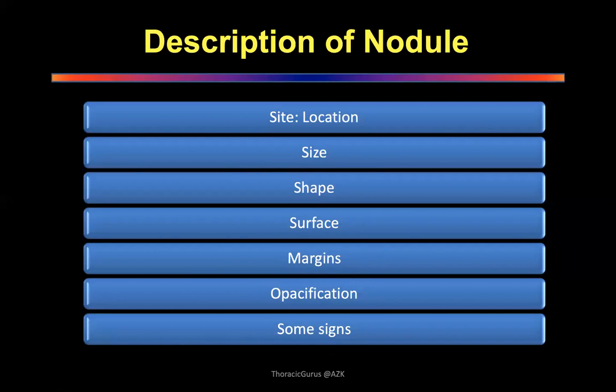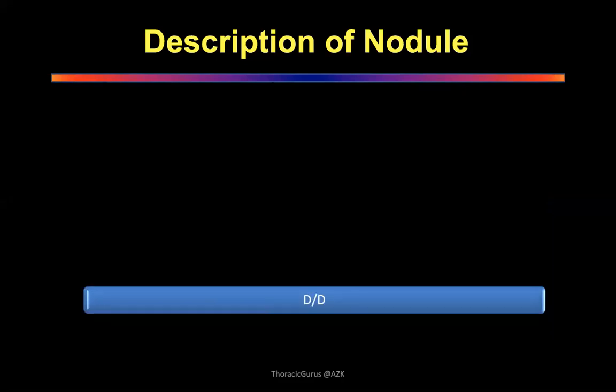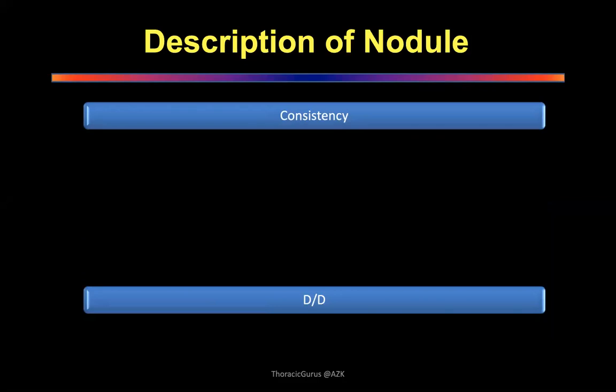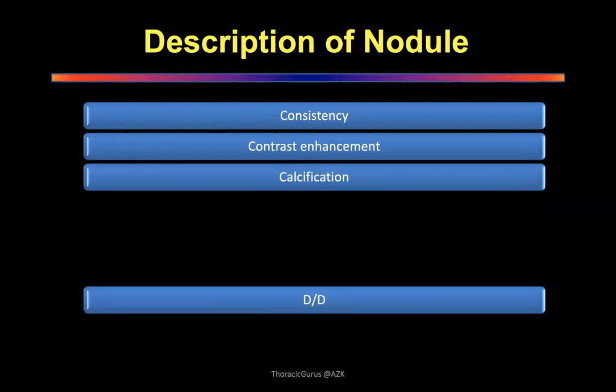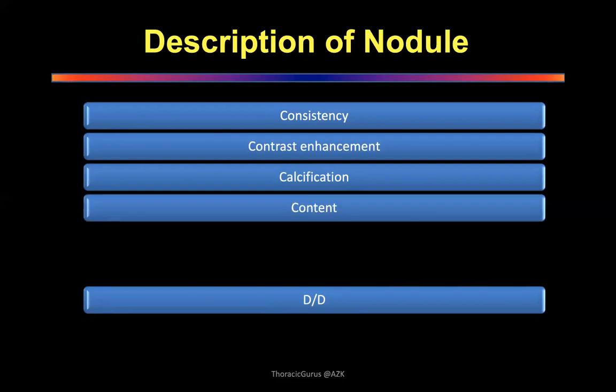To be honest, anybody can describe any CT scan. It's as simple as that. All you have to do is go through this pathway: location, size, shape, surface, margins, opacifications. And then you look at consistency, okay? Talk about contrast enhancement, if it is a contrast film. Talk about calcification within that pathology, if you see some calcification. Talk about the content, anything specific that you're seeing within the cyst.